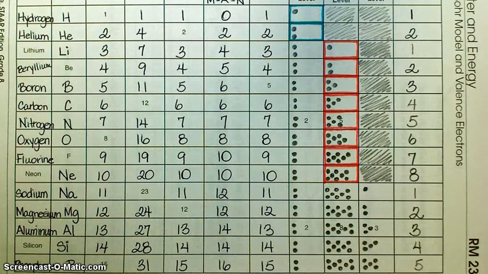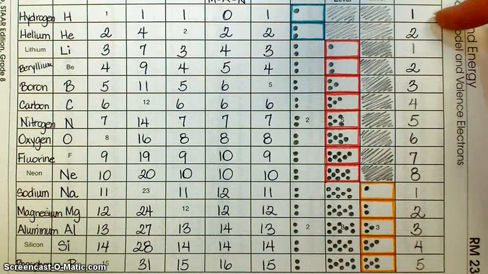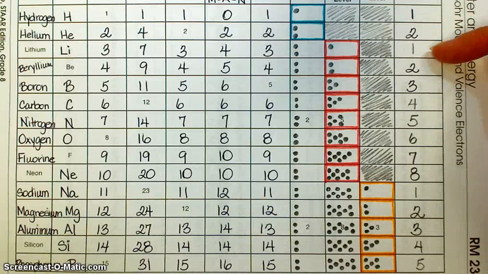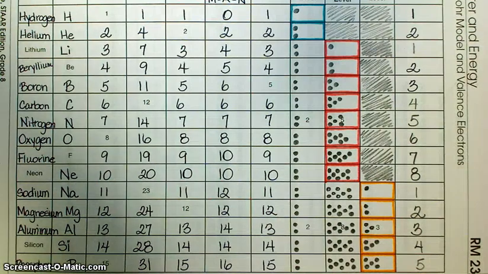Now, before I end this, I want to show you a couple of things, so have your periodic table handy. Okay, I want you to notice a few things. First of all, let's look up here at hydrogen. Hydrogen has 1 valence electron. Lithium has 1 valence electron. And sodium also has 1 valence electron.